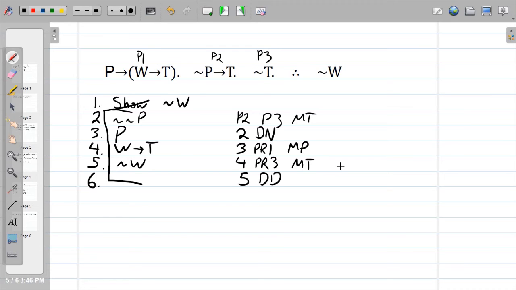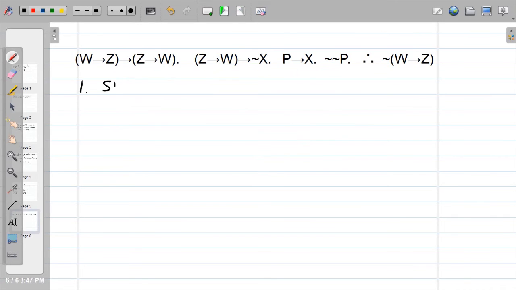DD stands for direct derivation. It's just sort of saying we got the thing that we were trying to show. We're going to say, I want to show it's not the case that if W, then Z. Okay, and I'll just label these for myself. You don't have to do that. This is not part of the answer to the question, but just so that we don't get confused.